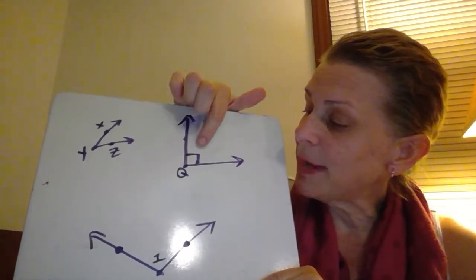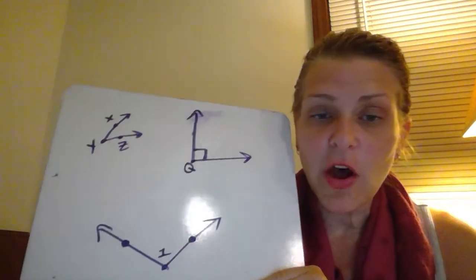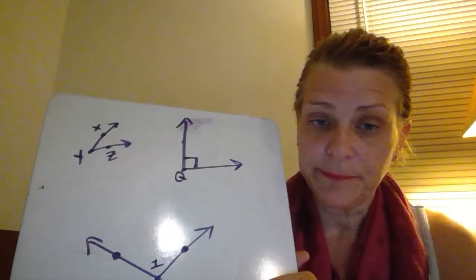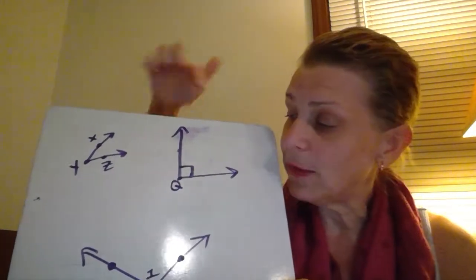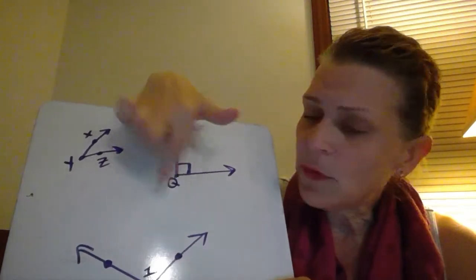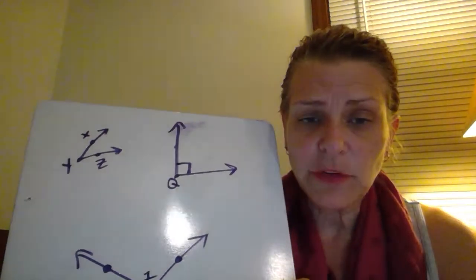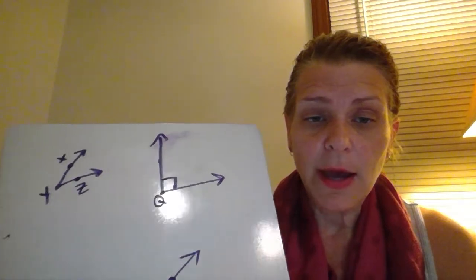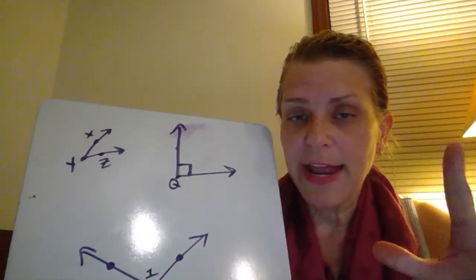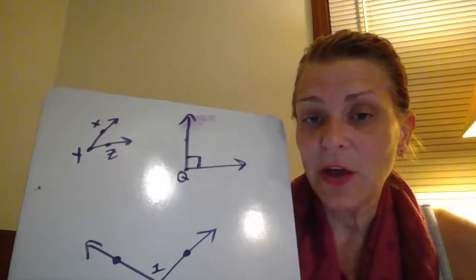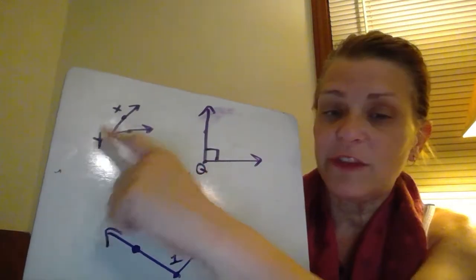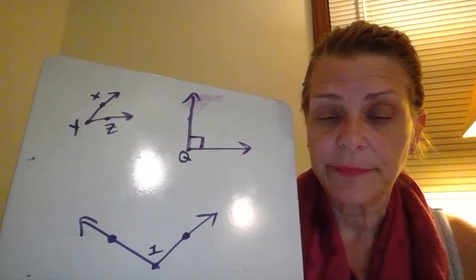You can also name an angle by 1 letter as long as that letter only refers to that angle. So this could be angle Q. We know there's not more than 1 angle in this picture, so if I said angle Q, it's obvious that I mean this angle. If you have several different angles side by side and you can't tell that Q means that main angle, then you can't just use the letter Q and you have to use the 3-letter naming system.